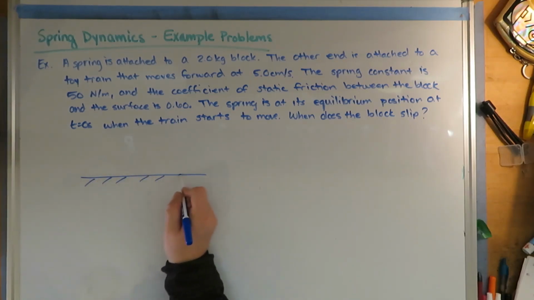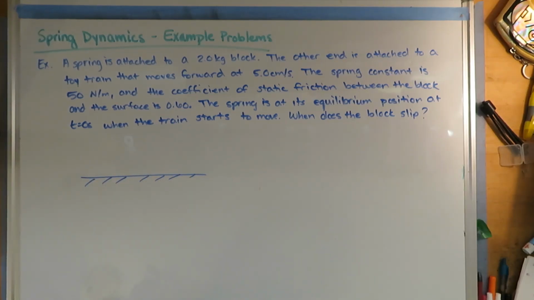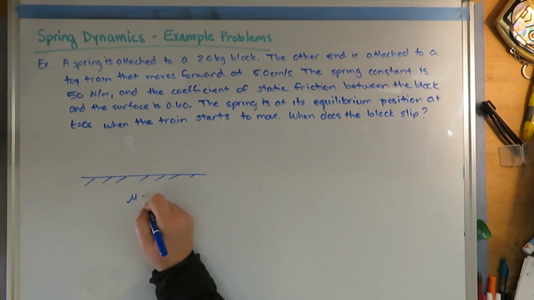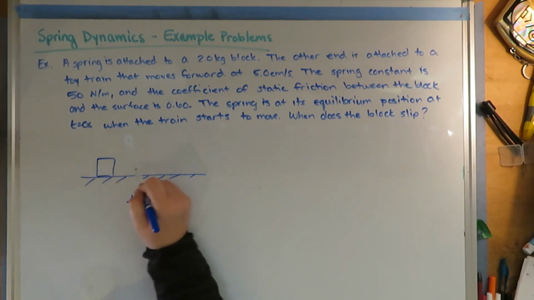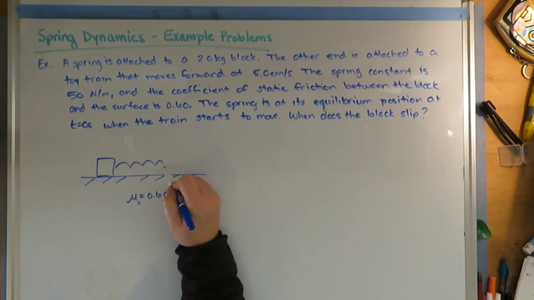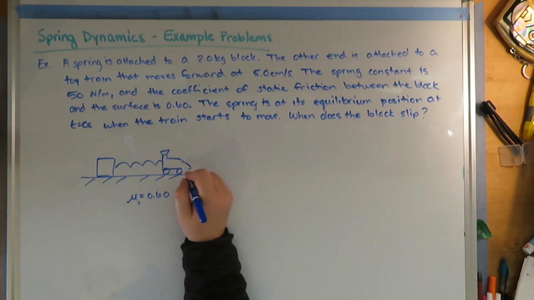So we have this surface here, and there is actually friction. They tell us that there is a coefficient of static friction equal to 0.60. And we have a block on this surface that's connected by a spring to a little toy train engine of some kind. Oh, there we go, a little train.